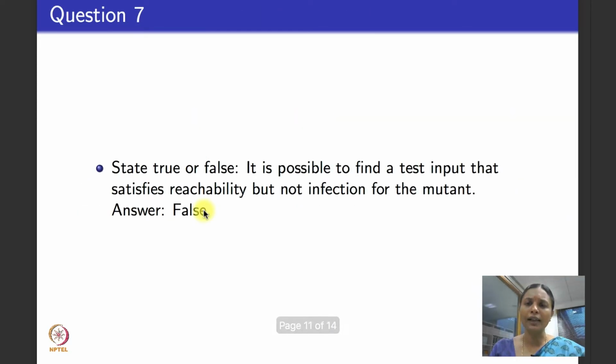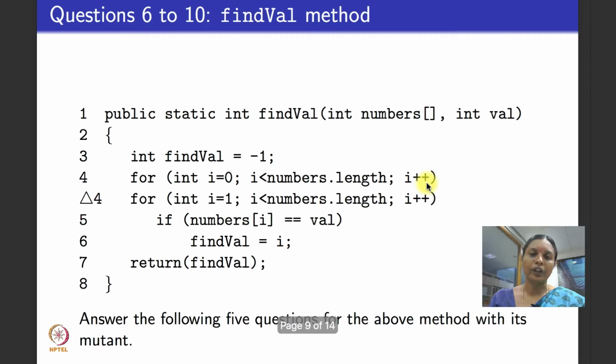The next question asks, is it possible to find a test input that satisfies reachability but not infection for the mutant? So what do we mean by reachability but not infection?